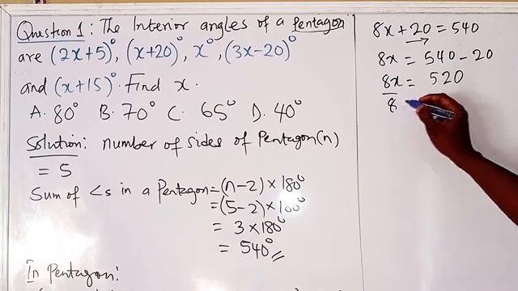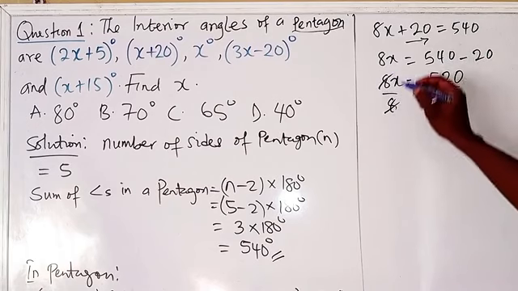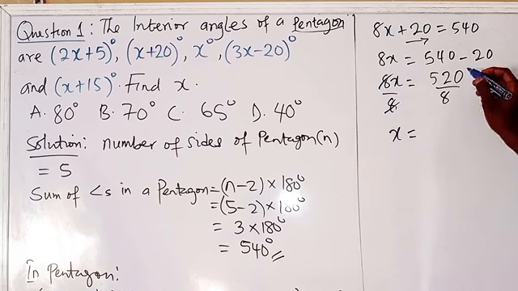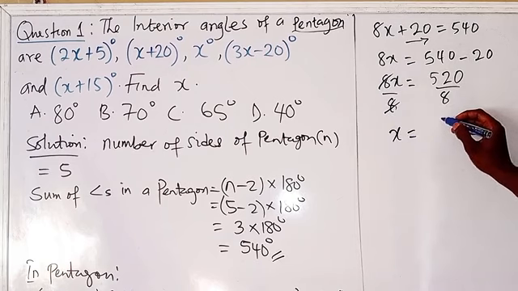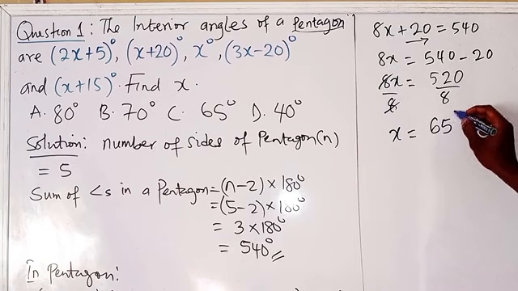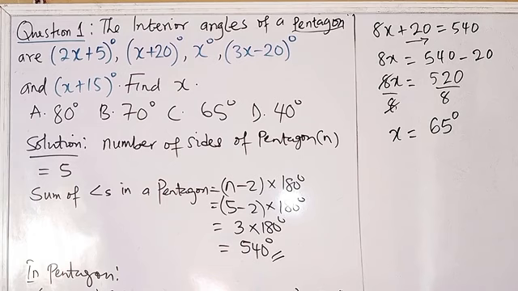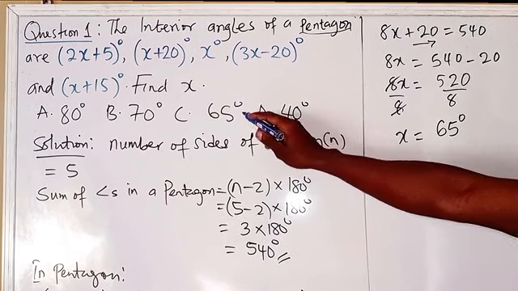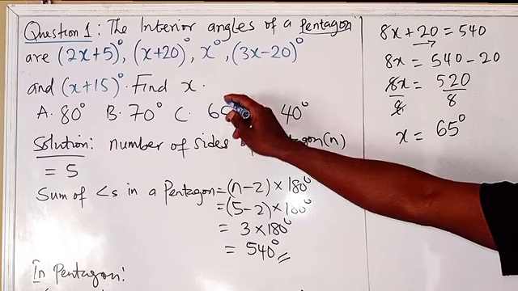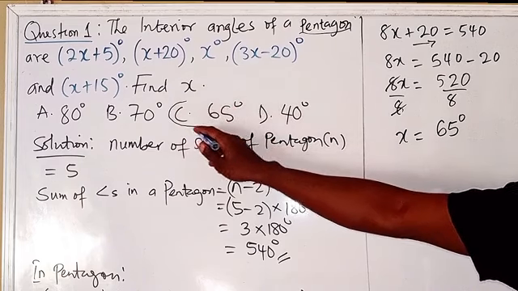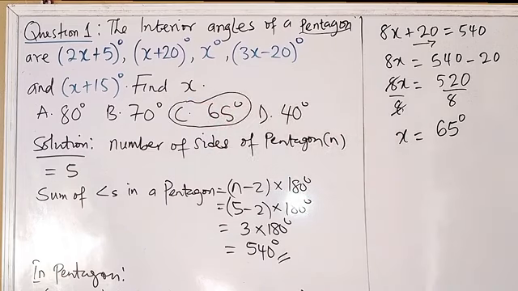So now we divide both sides by 8. This we cancel this. We have x to be equals 520 divided by 8. That will give us 65. Right? Press calculator. You see it will give you 65. So therefore we have x to be 65. Now going back to the options we have, consider we have this to be option C.